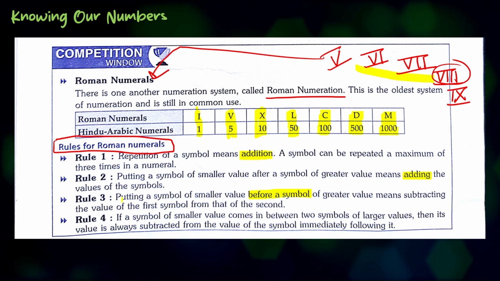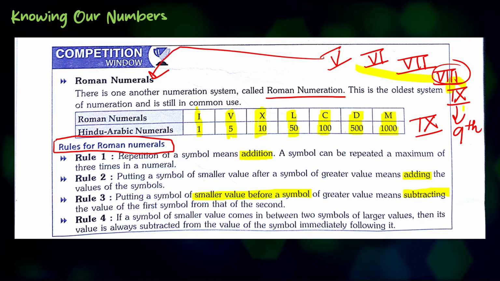Coming back to rule number 3, putting a symbol of smaller value before a symbol of greater value. We know 10 is greater than 1. So if you put 1 in front of the symbol, it means that you're subtracting. So this is 10 minus 1, so it is 9. That's how you write 9th standard. That is 10 with 1 before it, so it becomes 9th standard, 10 minus 1, which is 9.